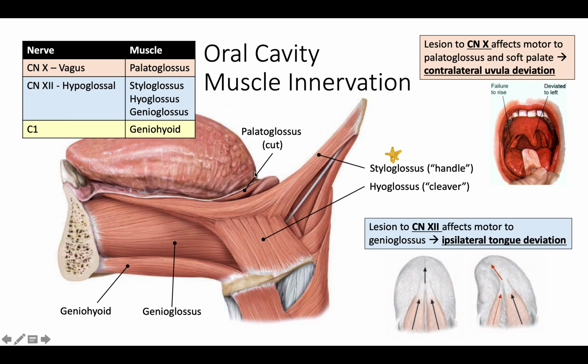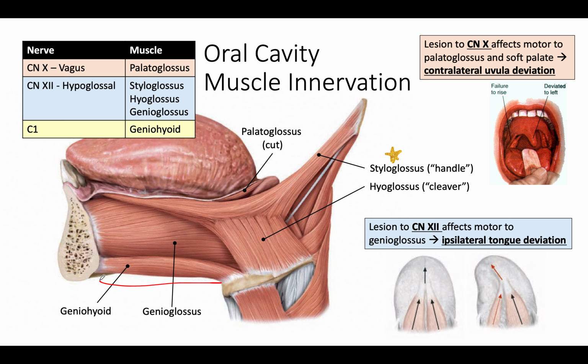Okay, so here's our hatchet. So we've got our styloglossus as the handle and hyoglossus as the cleaver. This is kind of hard to ask a question about. I could see it happening on a model in lab, so make sure that you know these. But our palatoglossus is going to be innervated by cranial nerve 10. Styloglossus, hyoglossus, genioglossus is all our hypoglossal nerve. And then again, genioglossus is C1. So you could easily see them in lab.